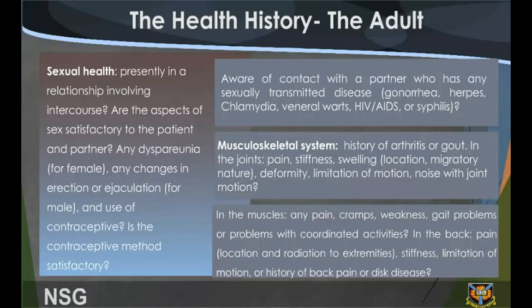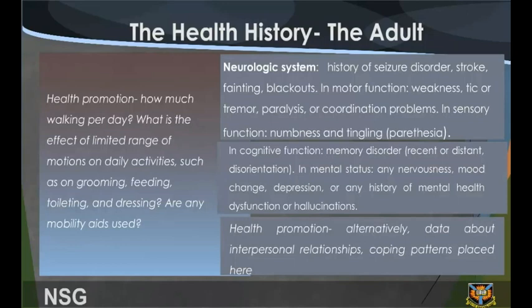In the back, pain location and radiation to extremities, stiffness, limitation of motion, or history of back pain or disc disease. Health promotion: how much walking per day? What is the effect of limited range of motion on daily activities, such as grooming, feeding, toileting, and dressing? Are any mobility aids used?